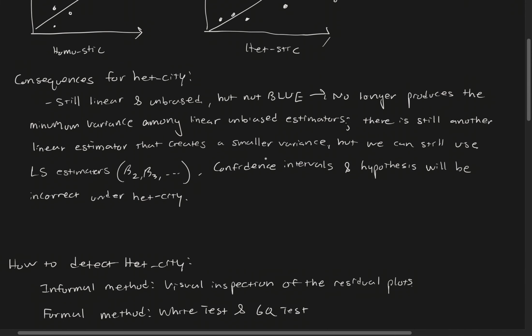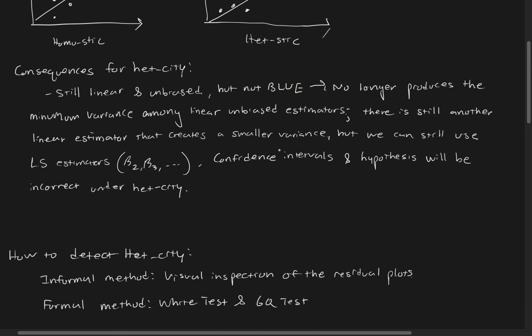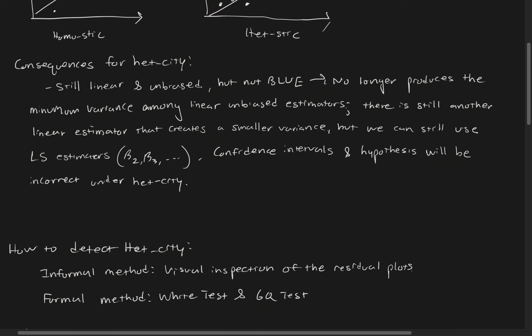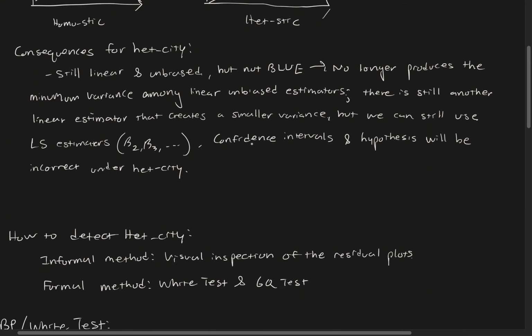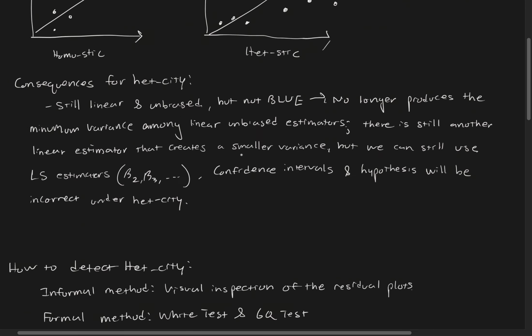But anyhow, because the estimators are no longer BLUE, that means our confidence intervals and hypothesis tests will be incorrect. But our LS estimators we can still use, like our beta 2, beta 3, beta 4 that we went over in our past videos. Those we can still analyze with, such as slope and elasticity. But when we're doing hypothesis tests, we should first correct for heteroskedasticity.